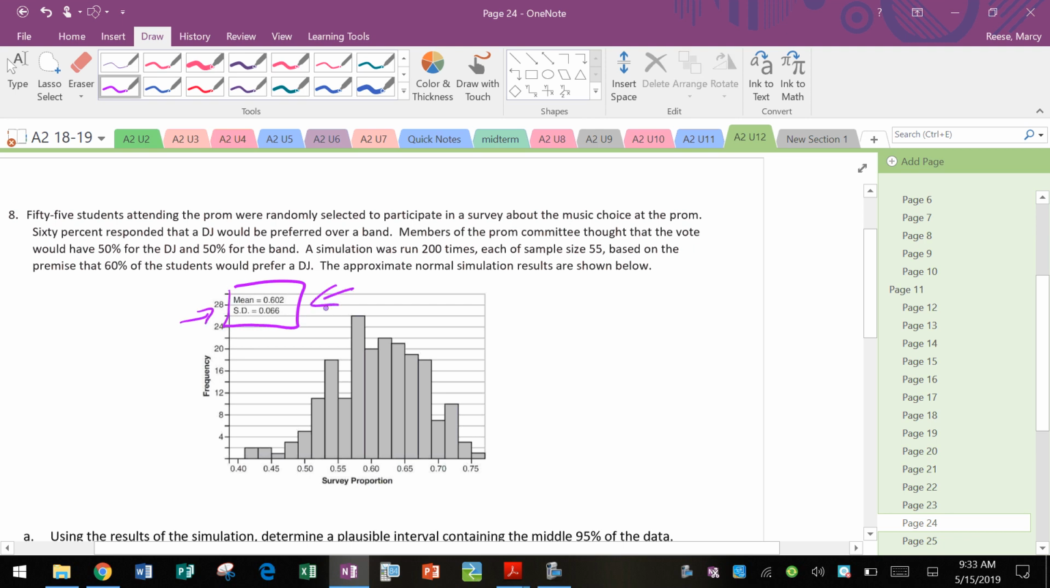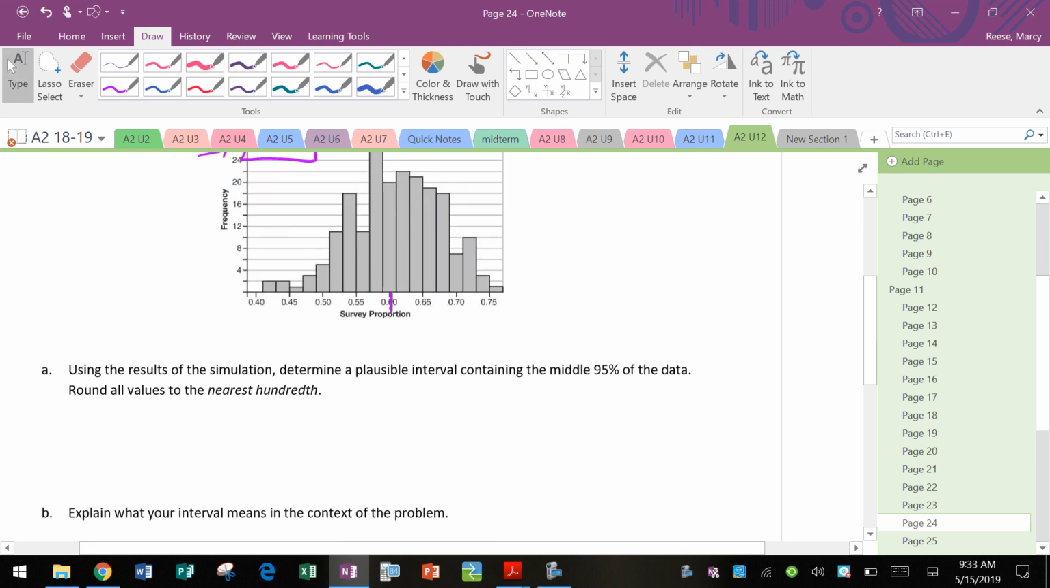That is key, key, key. You got the mean, which is the center of the data, right? Where the center of the data is distributed, not evenly, but approximately. It's kind of a real rough bell shape. And you got a standard deviation of 0.066.